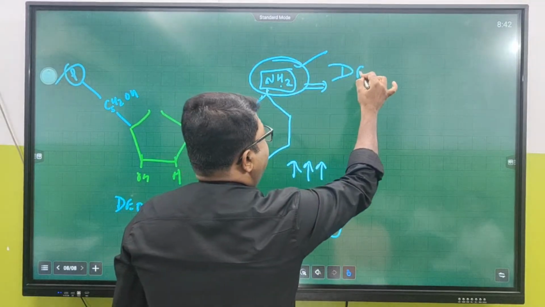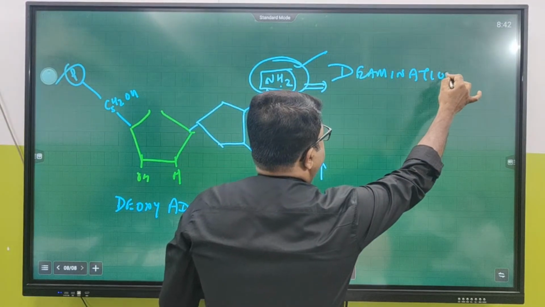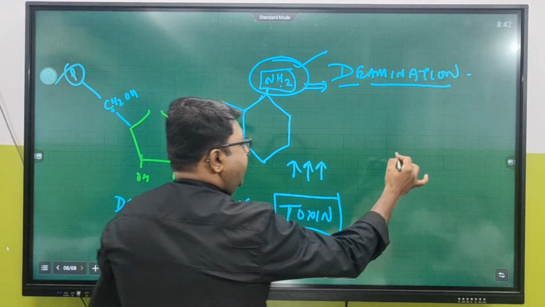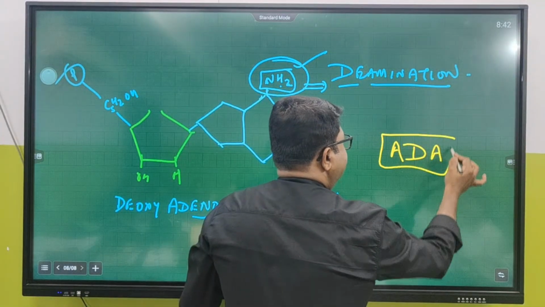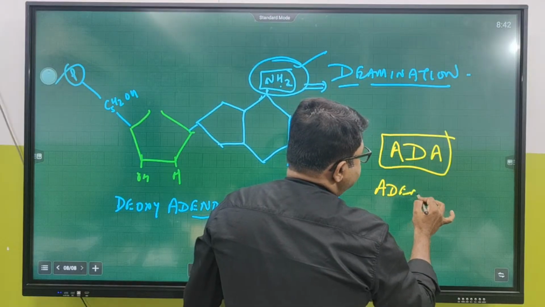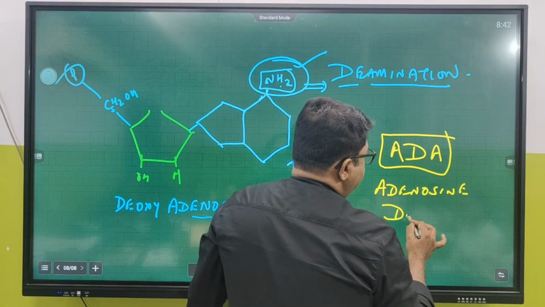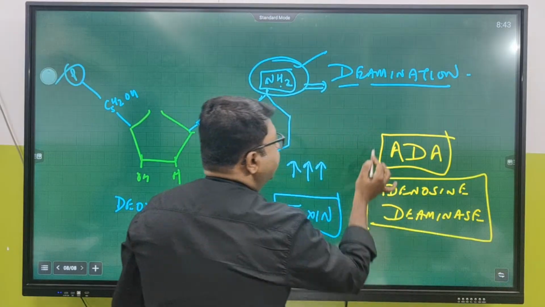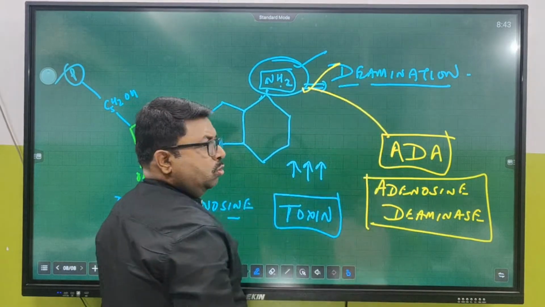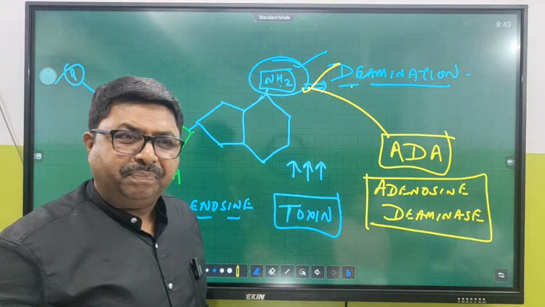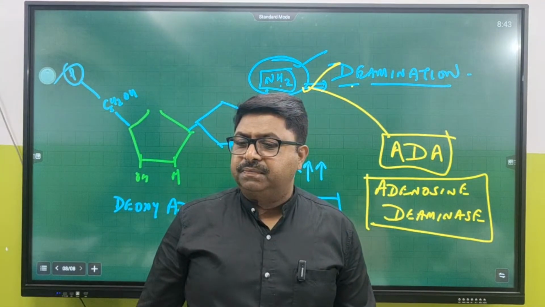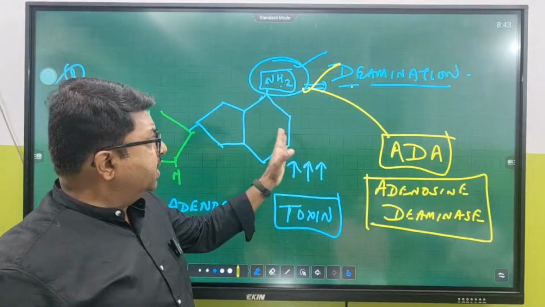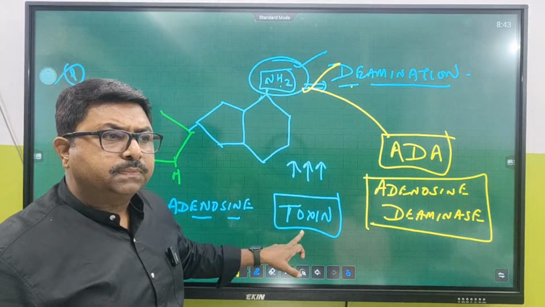What is the process of removing the amino group? Deamination. And who is going to do this? If inside your body there is ADA, adenosine deaminase enzyme, this enzyme removes this amino group and helps in deamination. Is this good for you or bad for you? Not really. Why not really? Because if it remains inside your body, it is going to act as a toxin.